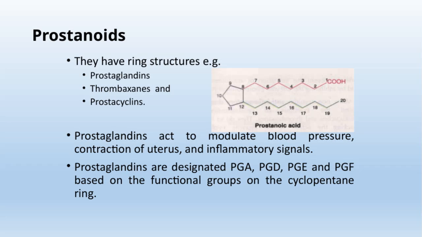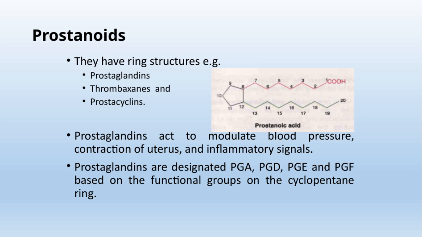They have ring structures, for example, prostaglandins, thromboxanes, and prostacyclins. These are all types of prostanoids, which are derived from arachidonic acid. Prostaglandins, in particular, play a crucial role in our body by modulating blood pressure, influencing uterine contractions during labor, and signaling inflammation. We often designate prostaglandins with letters like PGA, PGD, PGE, and PGF.